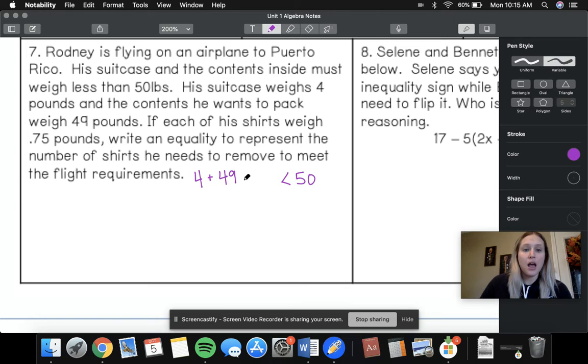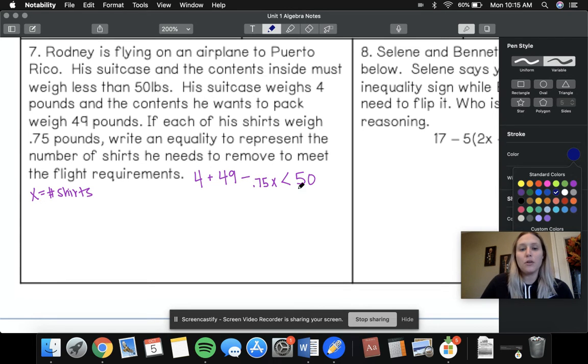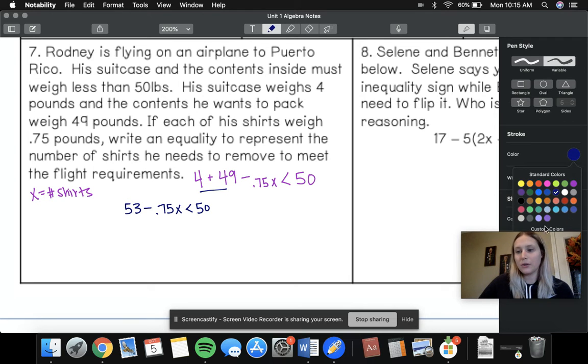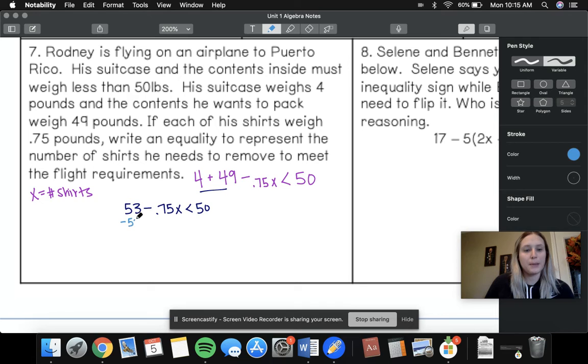So we are going to remove some shirts, and X is the number of shirts, each shirt is 0.75 pounds. So we are going to subtract out 0.75 for every single shirt that we want to remove. Okay, so I'm going to put these together and get 53 total pounds, but that's too much. So I'm going to take out some shirts that weigh 0.75 pounds each, and that needs to be less than 50. So we are going to subtract 53.